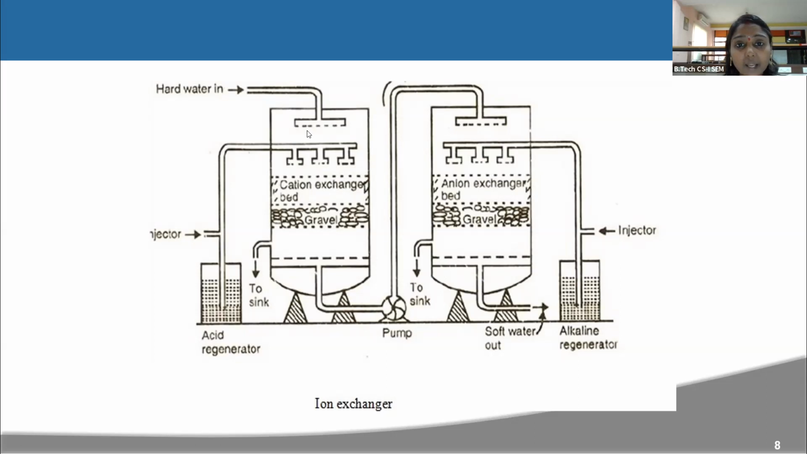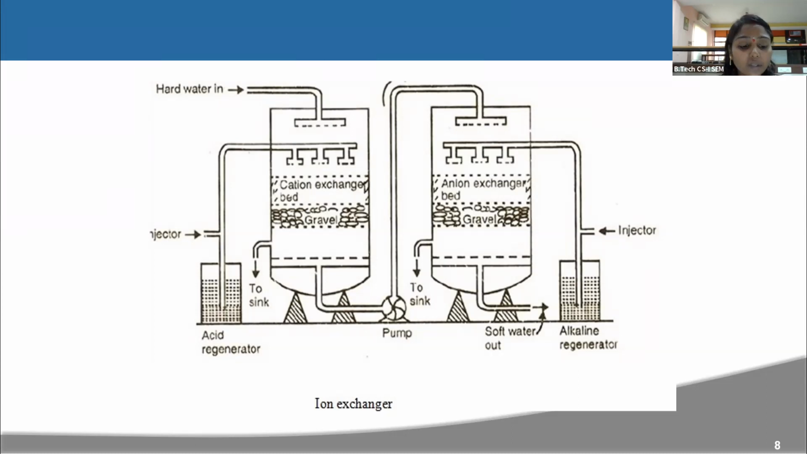What are the chemicals present in hard water? Calcium sulfate, sodium carbonate, sodium chloride. Temporary hard water contains carbonates and bicarbonates. Permanent hard water contains non-carbonates, which are nothing but sulfates and chlorides.